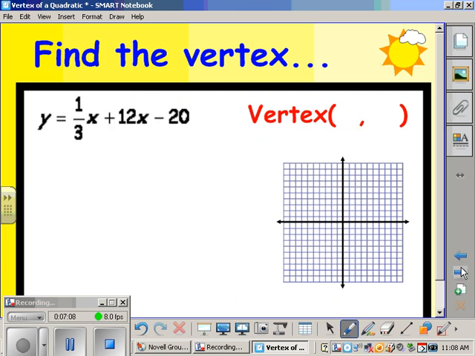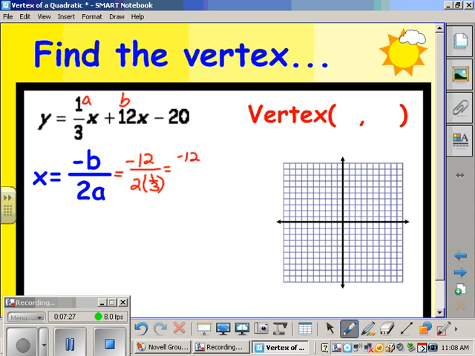Okay, one more. In this last one, A is a fraction. It's 1/3, and B is 12. So let me show you what you do when you plug in a fraction. We've got -12 in the numerator over 2 times 1/3. So we really have -12 over 2/3.